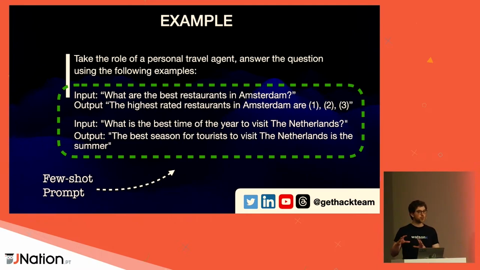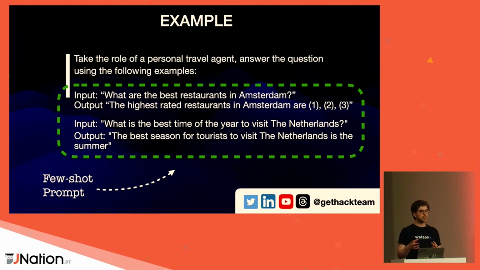You're giving a few examples, and based on these few examples, the LLM is going to give you the best possible result according to its own knowledge, of course, because right now the LLM is still trained on general purpose data. We didn't give it any specific context or specific information about the places I'm trying to visit.